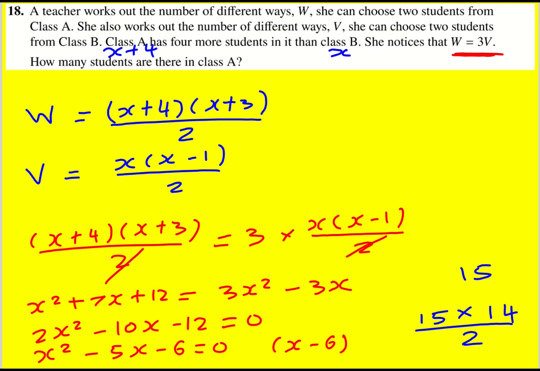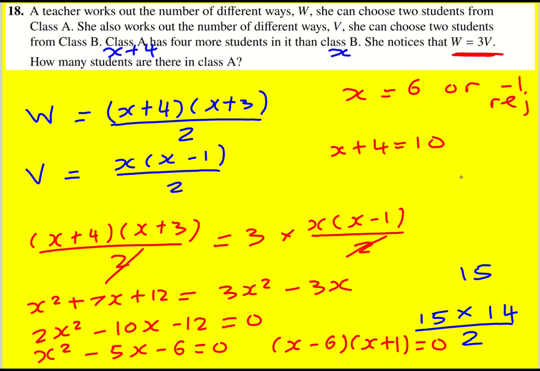So X minus 6, X plus 1 is equal to 0. Therefore, X is equal to 6 or minus 1. Clearly, we can't have minus 1 people in the class. We're going to reject this one. So how many in class A? Well, actually, that's X plus 4. So X plus 4 is going to equal 10. Or for our answer, it's going to be 0, 1, 0, written using 3 digits. Lovely question. Well done.